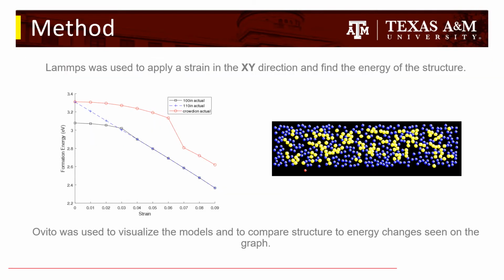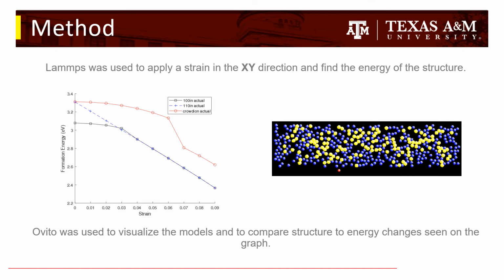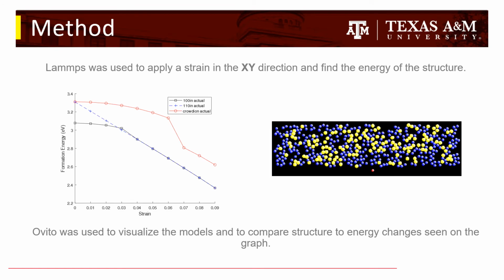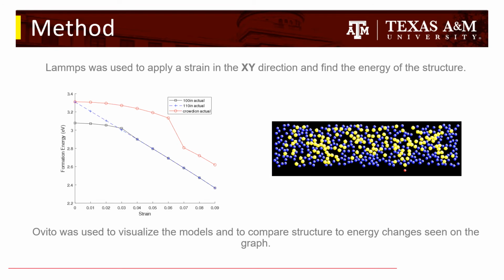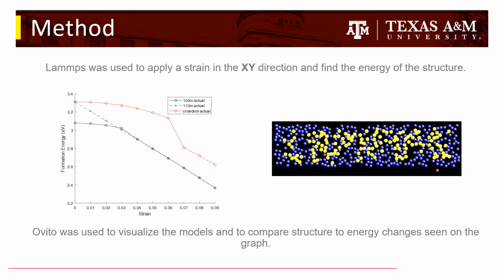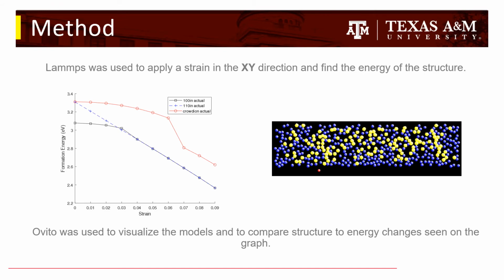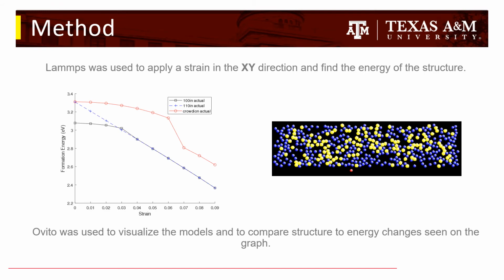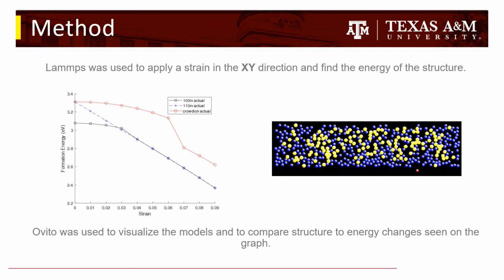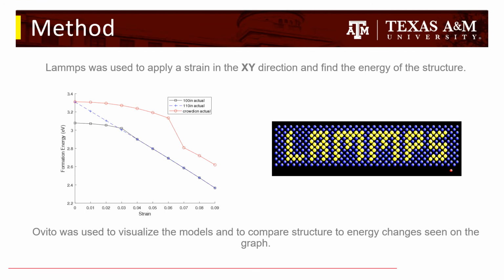So knowing this, for my testing I used LAMMPS to apply the strain and output the energy of the structure, as you will see in plots, and then used OVITO to visualize the atomic models. Both of these plots, as well as the actual simulations that you can visualize, should support one another, and energy changes should result in visual changes as well.